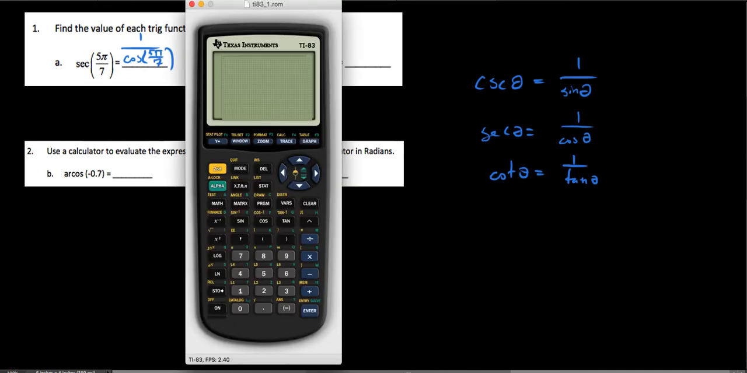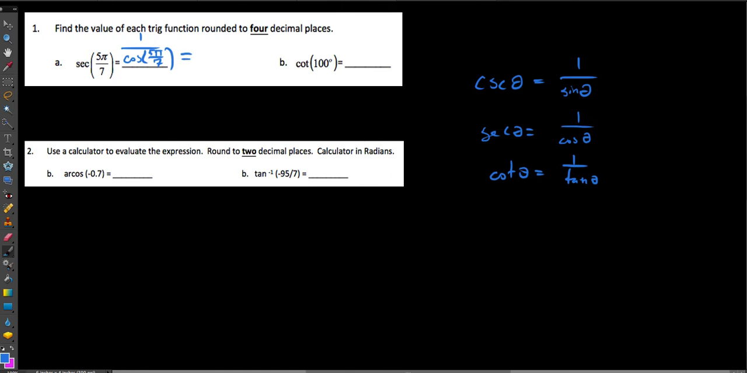So let's check this out here. 1 divided by cosine of 5 pi, the pi key is behind my caret key, divided by 7, and I'm in radians. So out to 4 places, it's negative 1.6039. So about negative 1.6039.